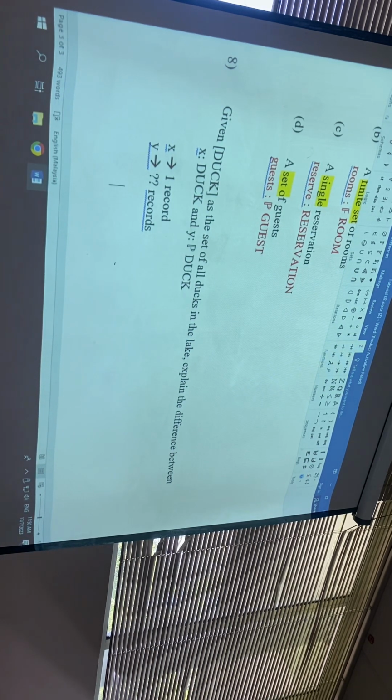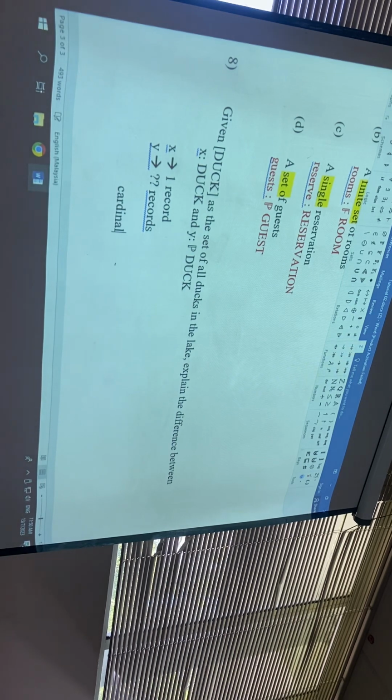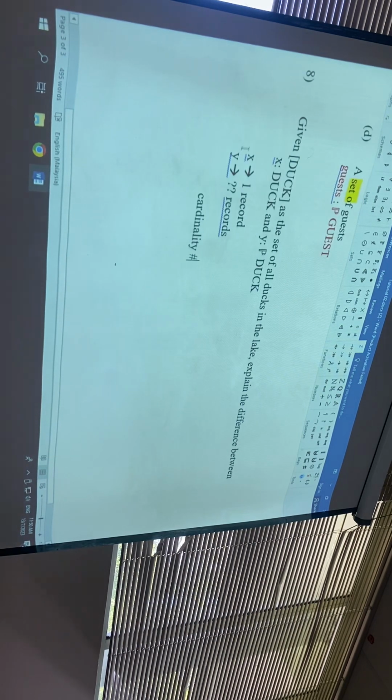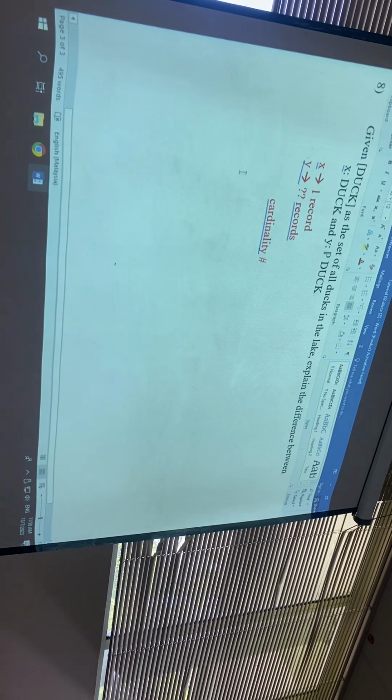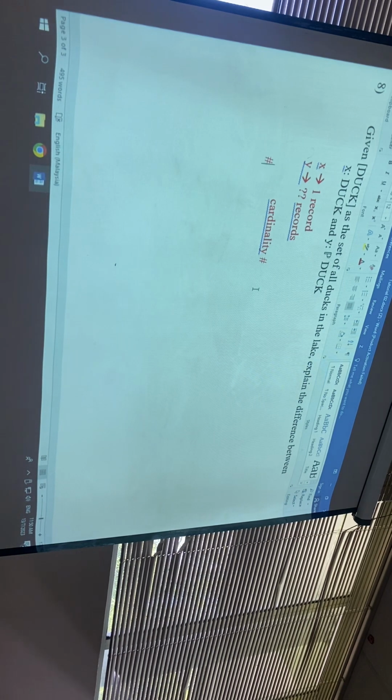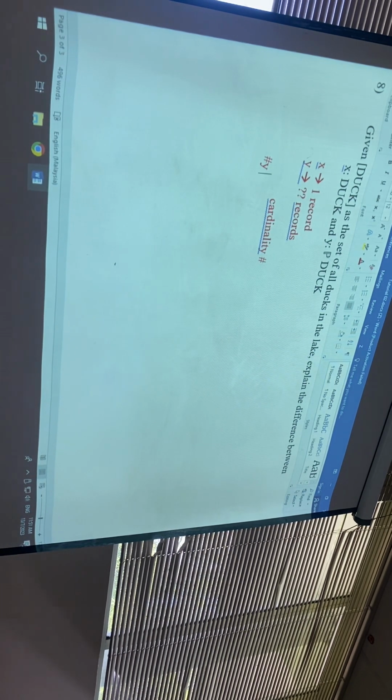Cardinality, yes. Using cardinality, the hashtag symbol. So, from here, how to get the number of records for Y? You just put hashtag Y. Then from here, you will get how many records. So let's say 50, for example, just now.